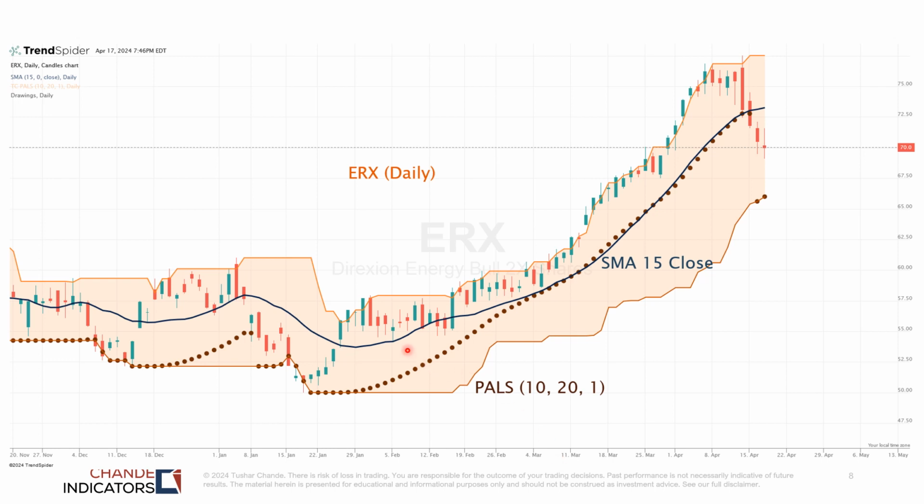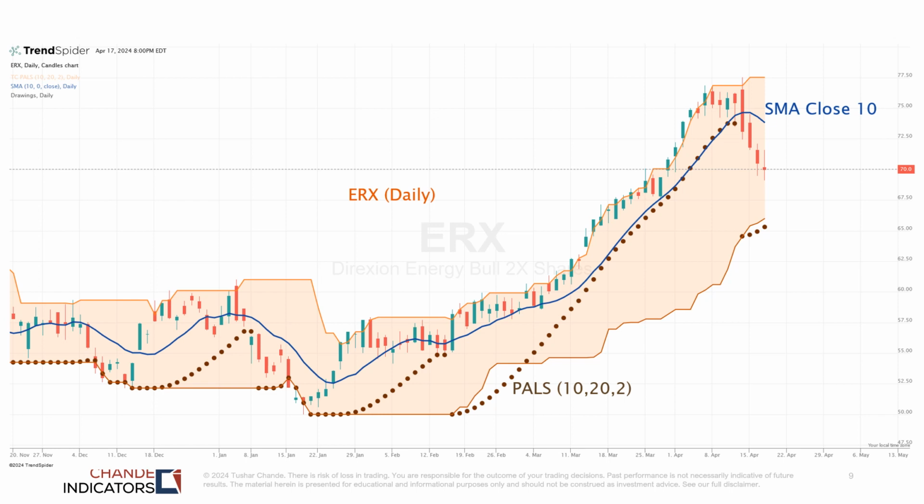Here I've applied the 15-day moving average of the close to give you a sense that PALS with speed of 1 accelerated and was working here as approximately similar to a 15-day moving average of the close. A similar analysis for a speed of 2 shows that it was working more like the 10-day moving average of the close. But remember that if you had just used the 10-day moving average at the very beginning, you would have been stopped out multiple times along the way up.